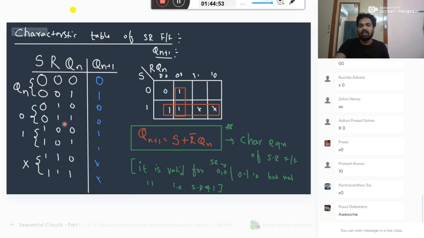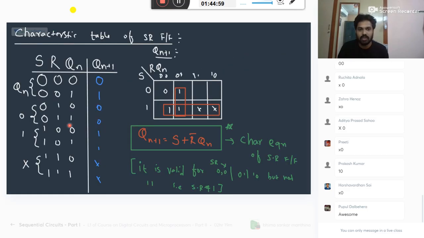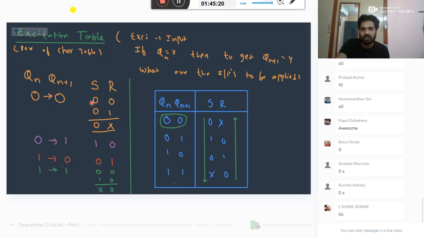Listen. Tell me here one thing. What is this first one? 0, 0. Just go back to the table where you have this 0, 0. Qn 0, Qn plus 1 0. Two cases you got this. Spot them. What are your S and R? 0, 0 and 0, 1. That's what I took now here. That's why it is 0 cross.